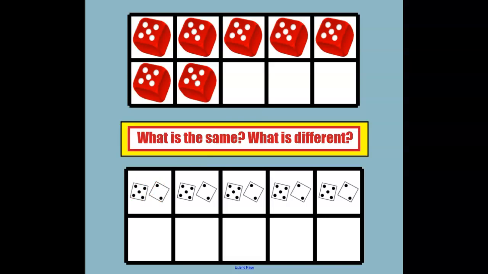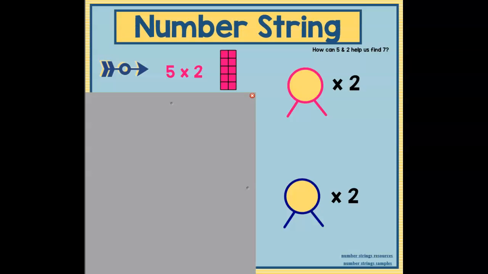And then a similarity is if we figure out how many total dots, there'd be the same number, because we know that 7 groups of 5 is 35, and we know that 5 groups of 7 is also 35. So we could say that it's similar because they both show 35 dots.